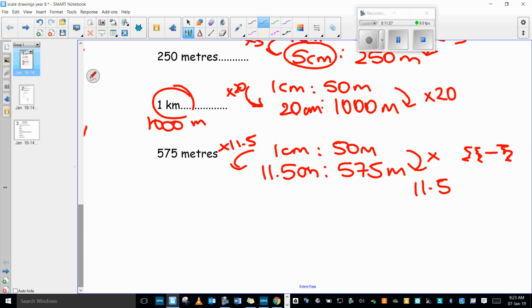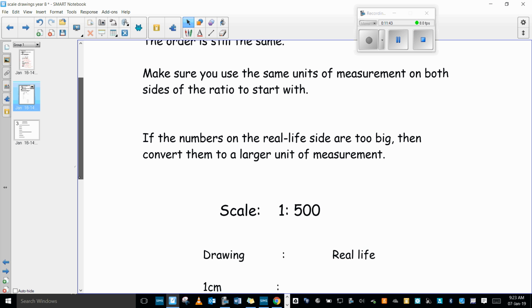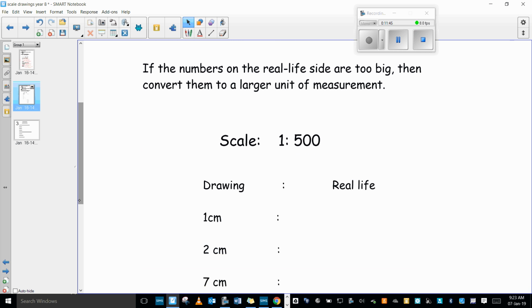So sometimes the scale expresses a ratio, so the order is still the same. We need to make sure we use the same measurement of units to start with on both of them. Now, this is where people suddenly start to not have a clue what they're doing. And it's a shame because it's exactly the same as we've been doing all this time. However, what's happened here is that we no longer have a unit. Okay? So we know that one measurement on the map represents 500 in real life.